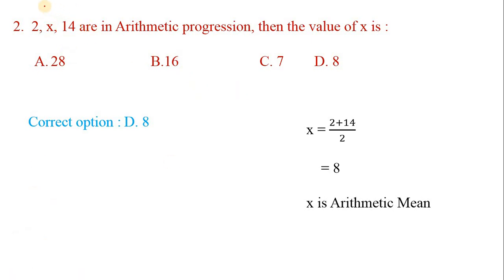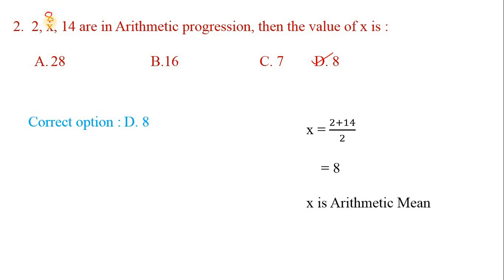Next let us write 7. We may think it is in arithmetic progression, but see the difference between 7 and 2. We get 5, but the difference between 14 and 7 is 7, which means d is not constant. Therefore we can say that 7 is not the correct option. Hence whichever option is left out at last will be the correct answer. Let me write 8 here.